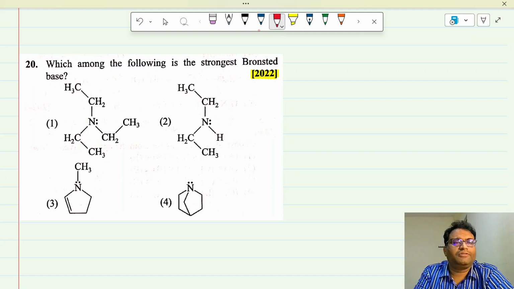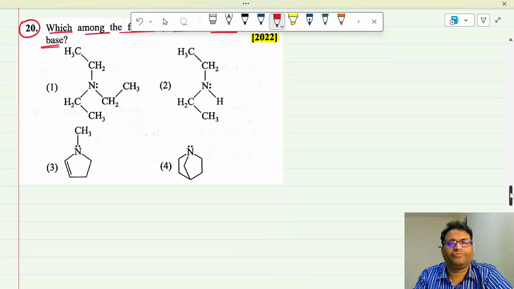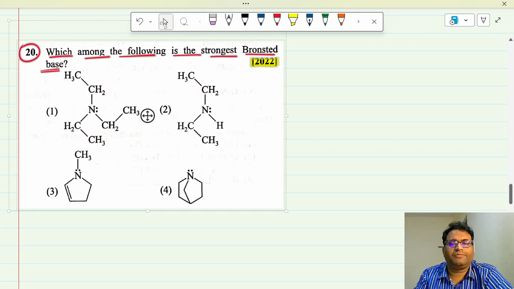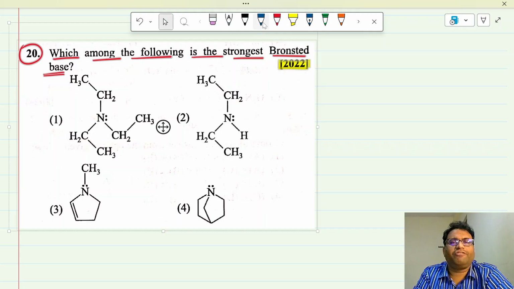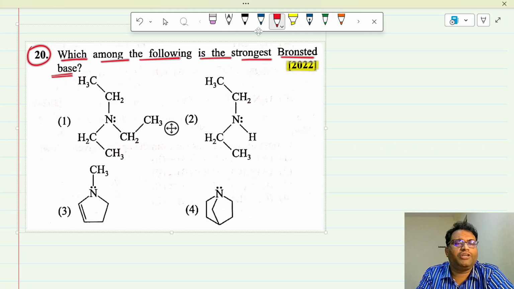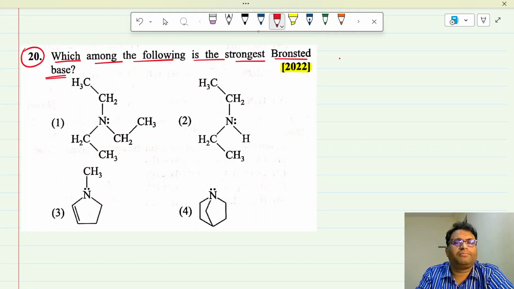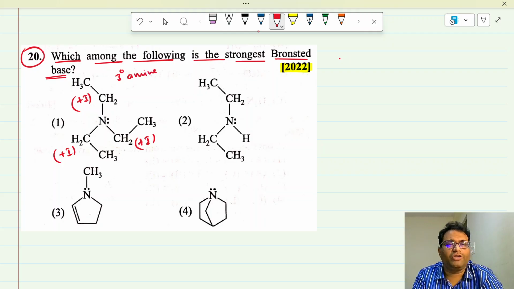(2022). Which among the following is the strongest Bronsted base? Now you can find here, this is CH2 CH3, that means it is showing plus side tendency, right? The CH2 CH3 shows plus side, this also shows plus side, this also shows plus side. So what is this amine? First molecule is a tertiary amine molecule.